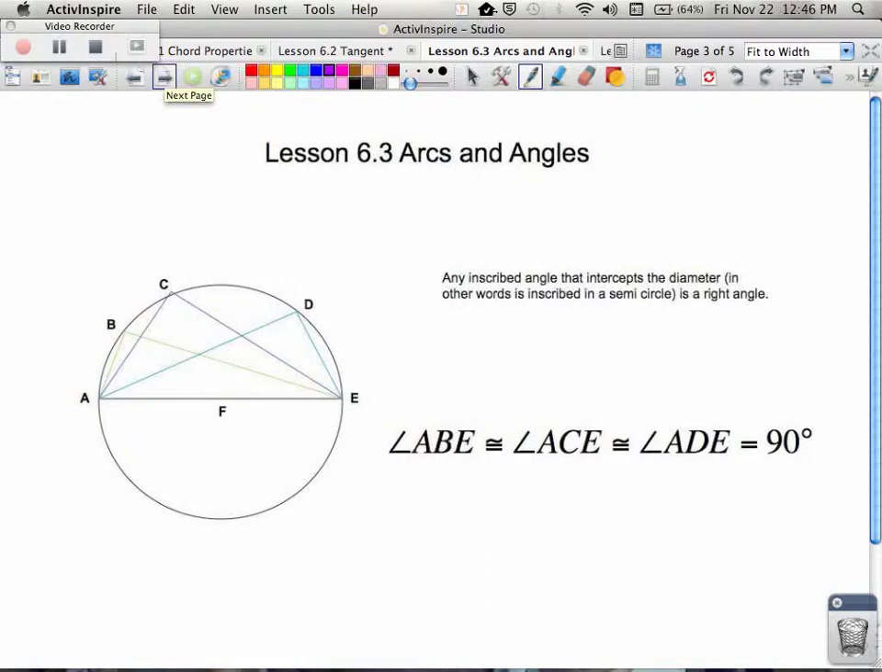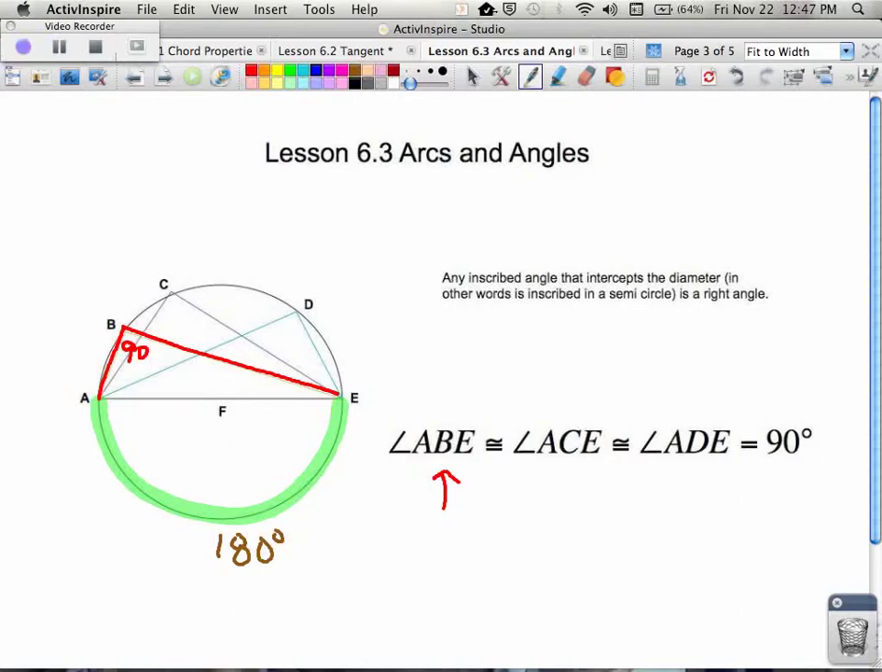In our third slide, what we learn is that any inscribed angle that intercepts the diameter, or in other words, is inscribed in a semicircle, is a right angle. So we know that if we look at the arc that is a semicircle, this green arc right here, that semicircle is 180 degrees because it's halfway around the circle. That means that angle ABE, which is an inscribed angle intercepting that 180 degree arc, would have to be 90 because it's half. That's this one right here.